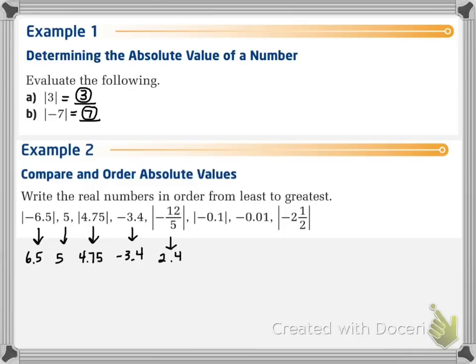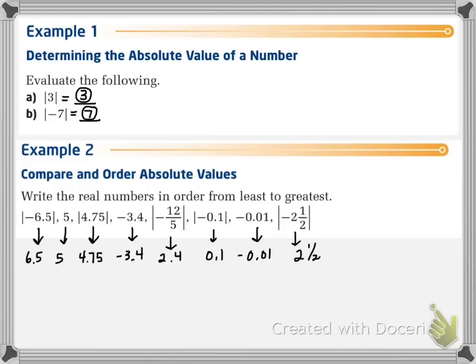The absolute value of -0.1 would be +0.1. The next one stays negative. There's no absolute value signs. And lastly, -2.5 would be positive. The absolute value of -2.5 would be +2.5.